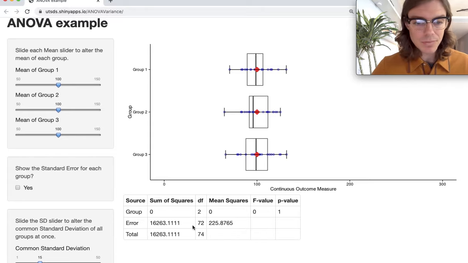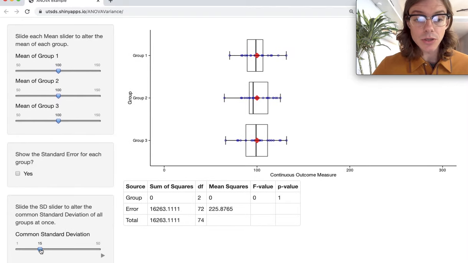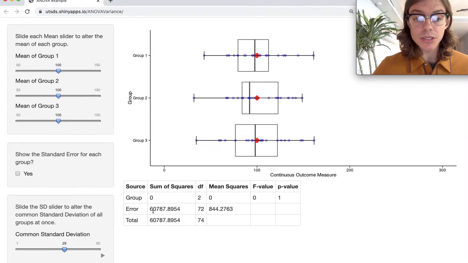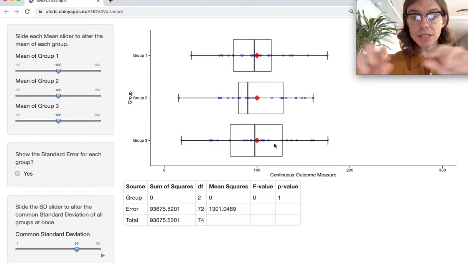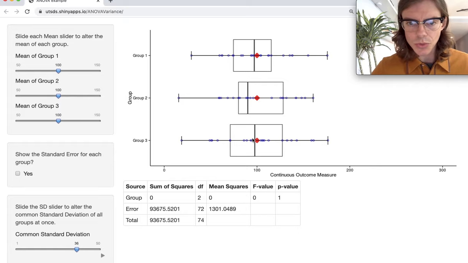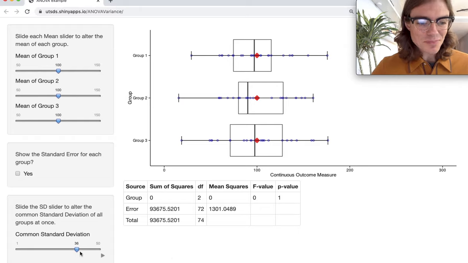It's 0. The error sum of squares is a function of how much noise there is within each group, right? And we can crank up that noise. You can watch and see how the error sum of squares gets bigger and bigger as the groups get more noisy, as the individual observations within each group get more spread out on average from their own group mean. It doesn't change the between group sum of squares. You still have a 0 F statistic, right? But let's leave this at, I don't know, I think it was set at 15.